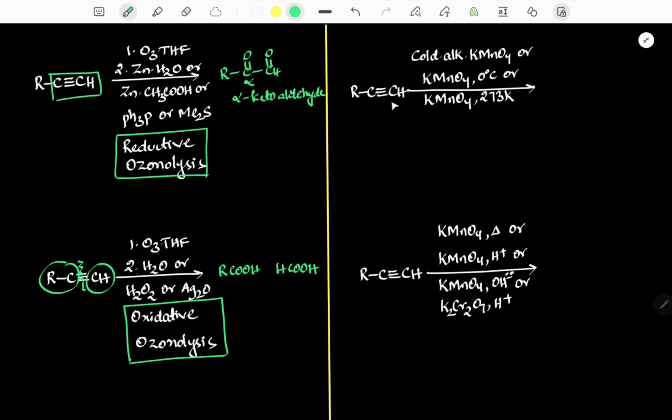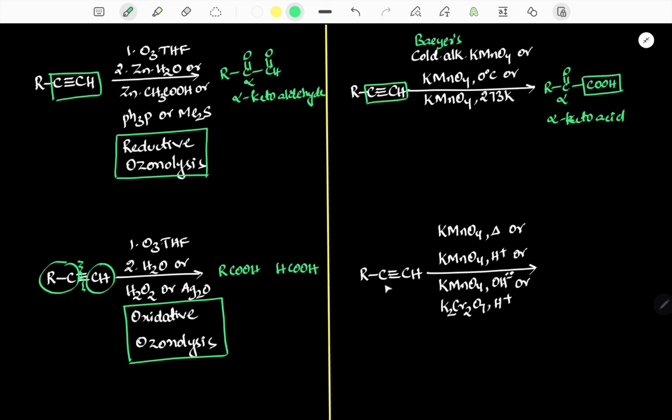When the terminal alkyne is treated with cold alkaline KMnO4, which is Bayer's reagent, or KMnO4 at 0 degrees Celsius or 273 Kelvin, at the triple bond position it will be converted to R-C(=O)-COOH. The last carbon will be converted into carboxylic acid. It is known as alpha keto acid.